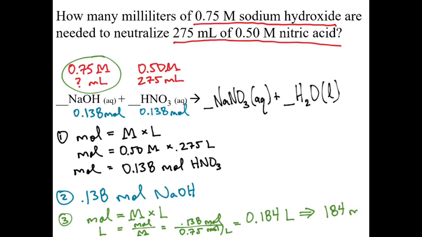I guess I should probably go with 2 sig figs for my final answer here. So I'll call it 180 milliliters of 0.75 molar sodium hydroxide. All out of room. There we go.